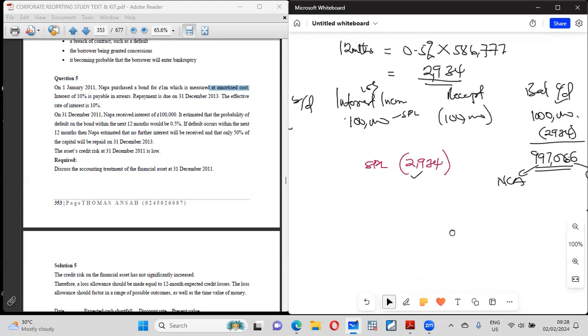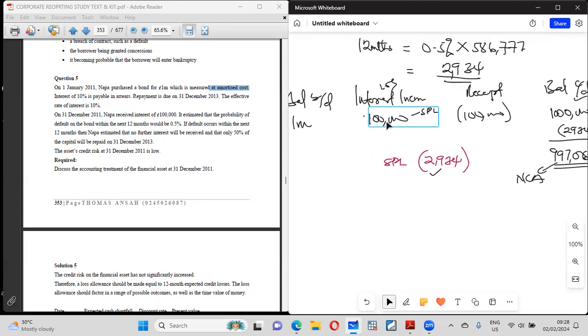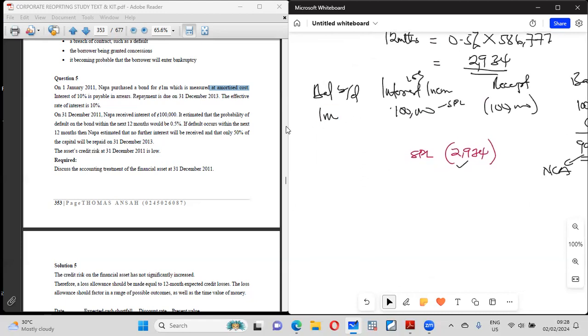So you saw that our interest income is treated on the 1 million, on the gross. Had it been credit impaired, then instead of treating it on the 1 million, we will first deduct the impairment before we calculate our interest income. So please be very, very careful about that.